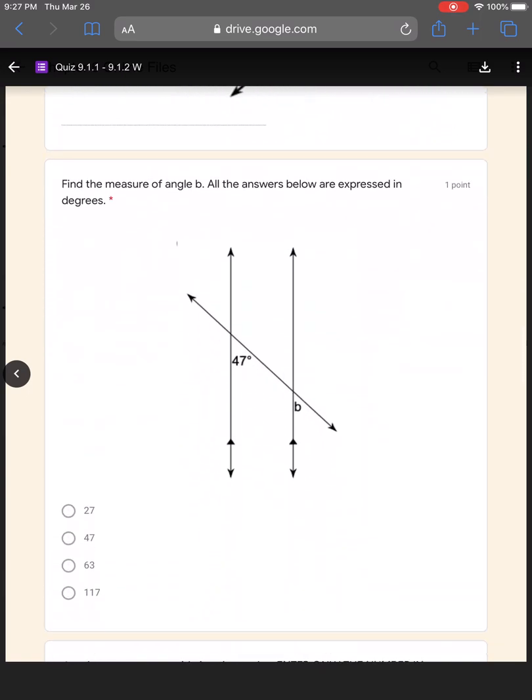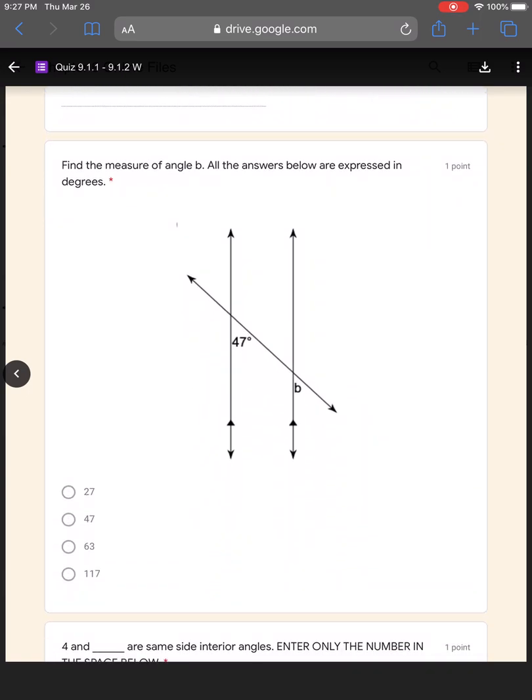Okay, next one. Find the measure of angle B. All the answers below are expressed in degrees. Would B be 27 degrees, 47 degrees, 63 degrees, or 117 degrees?